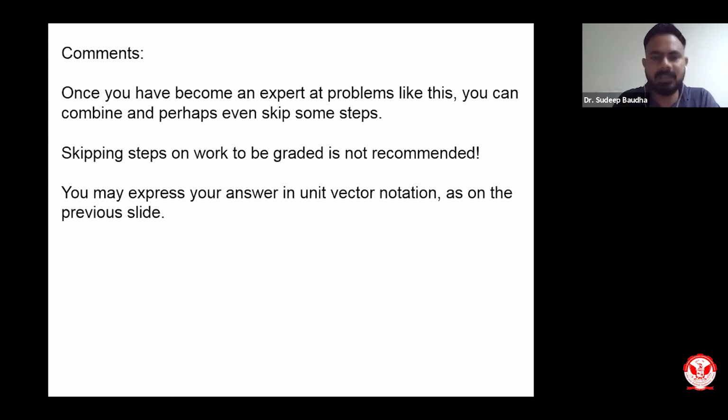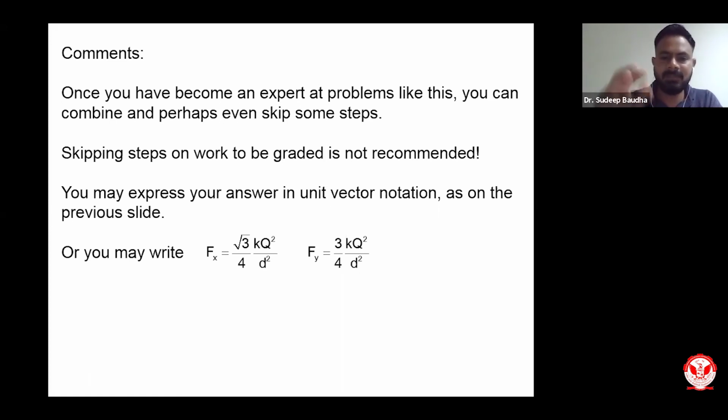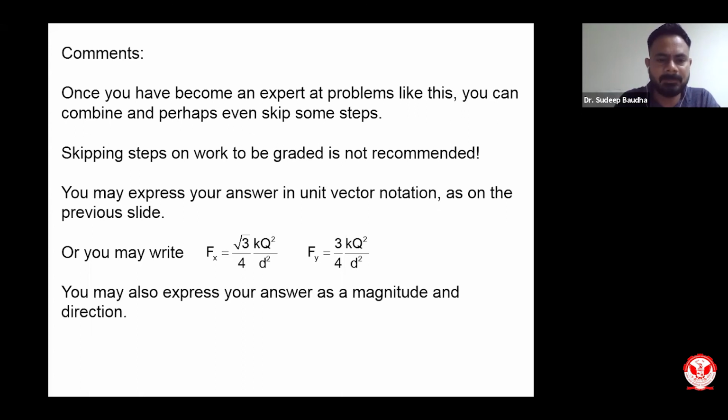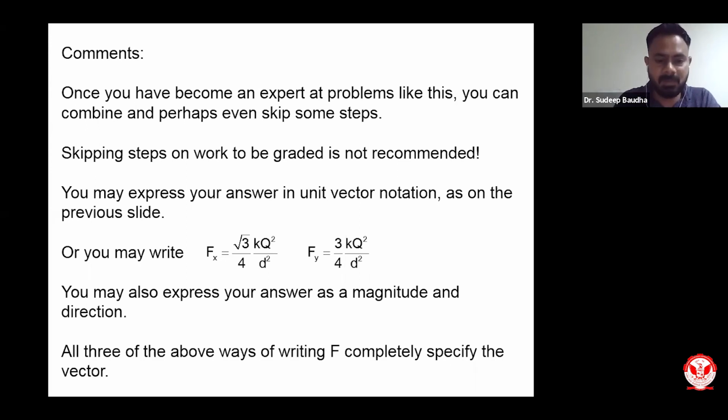Your answer can be in vector notation as in the previous slide, or you may write it in this form: Fx and Fy, so the x component and y component separately. That is also correct, but generally we write it as one, that force equals Fx i plus Fy j. You can write in this form too, no issues with this. Another thing is your answer can also be a magnitude and direction. That is also very true. All three of the above ways of writing F completely specify the vector.